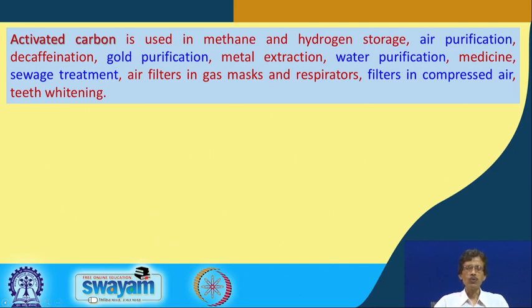Then there is the use in gas masks and respirators as air filters, packed in some definite form in a column or in sheets, which can be useful for filtering air. Then filters in compressed air: if we use air in compressed form to ventilate a building or a room, the compressed air can be passed through a column packed with activated carbon.